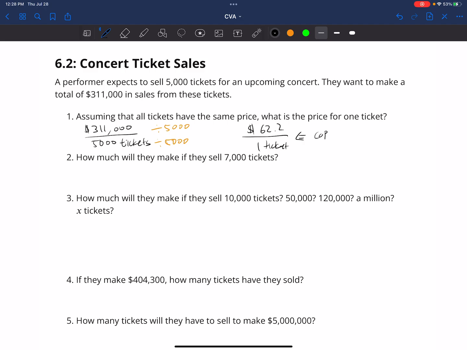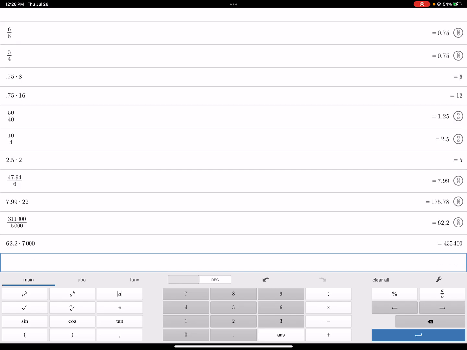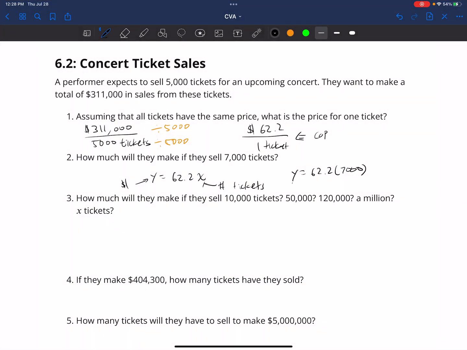Okay, how much will they make if they sell 7,000 tickets? Well, there are several ways to do it. What I'm going to do is y is equal to 62.2x. This x represents the number of tickets, and this y represents how much money. Then y is equal to 62.2 times 7,000, and that's 435,400, which makes sense, because 5,000 tickets was 311,000. If I sold 2,000 more tickets, I would expect to make a little bit more. So about 435,000.